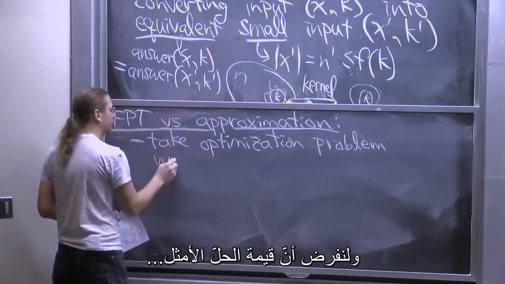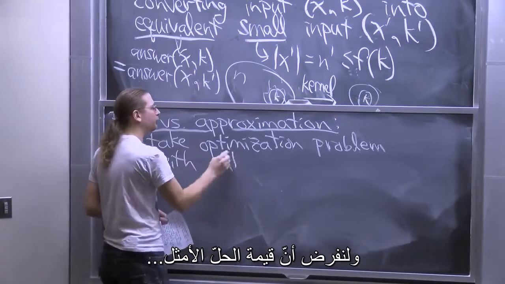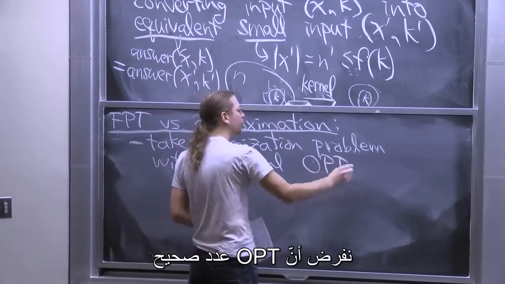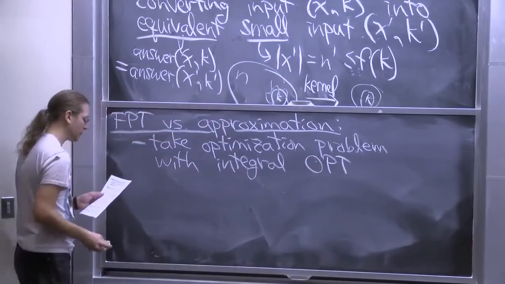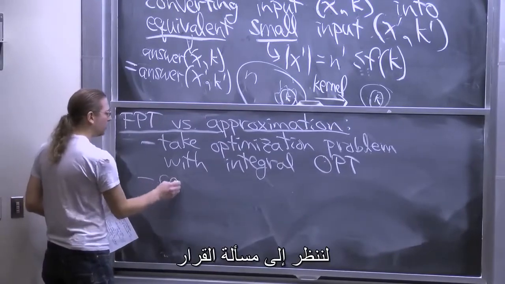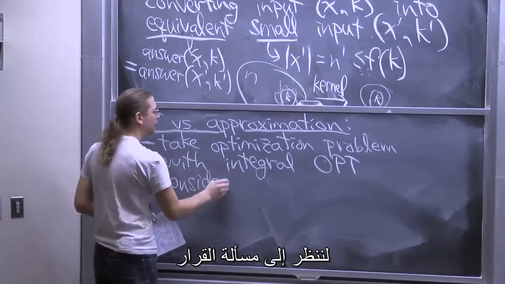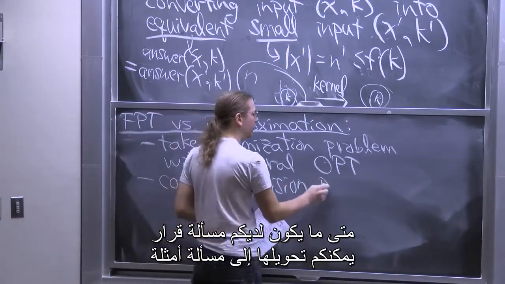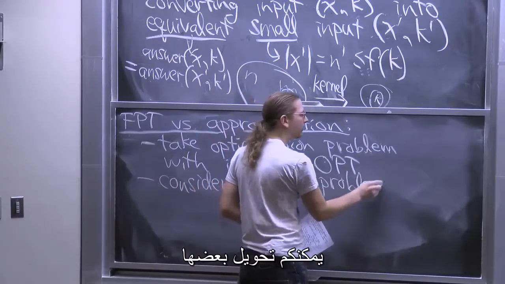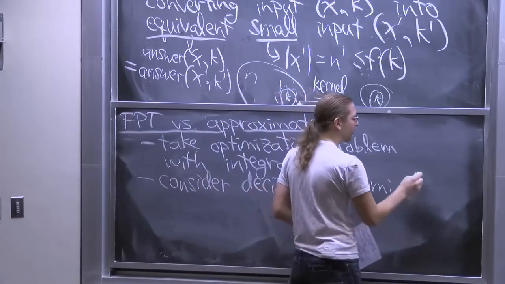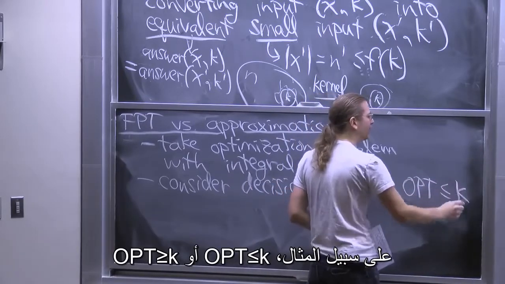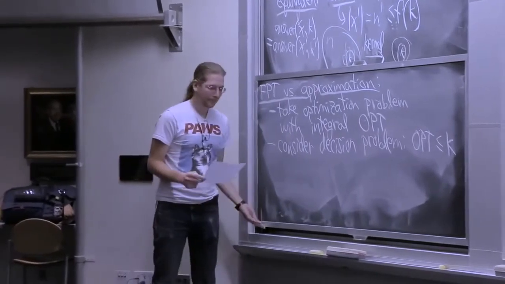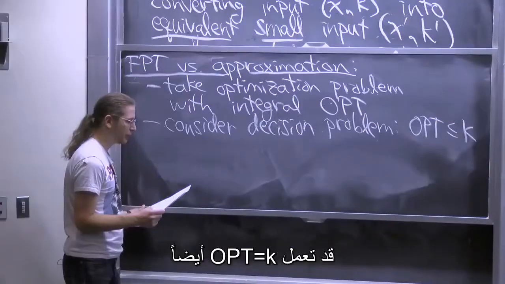And let's assume that the optimal solution value, the thing we're trying to optimize, minimize, or maximize, is an integer. Assume that opt is an integer. Okay, now let's look at the decision problem. Whenever you have an optimization problem, you can convert it into a decision problem. You can convert it into a few, for example, opt less than or equal to k, or opt greater than or equal to k. They're all going to turn out to work the same. Opt equal k would also work.